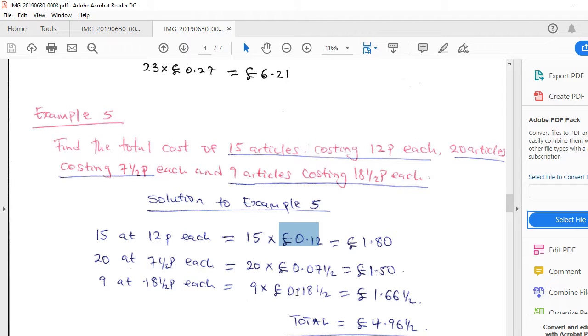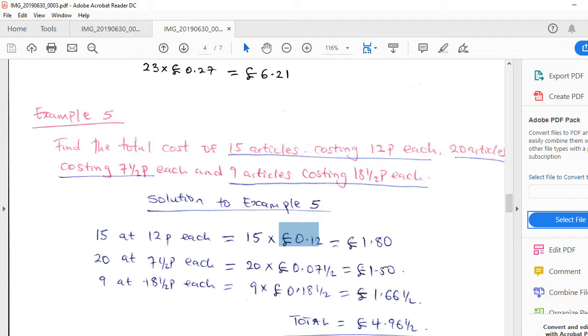So you multiply by 20, you're going to get 1.50 pound. The third one is 9 at 18.5 pence each, so you convert 18.5 pence to pound. After that, it will be 9 times 18.5 pence, which will be 1.6 pound. So basically, first of all, you convert the pence to pound.